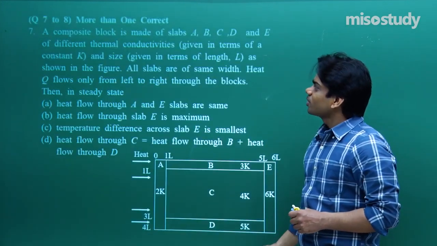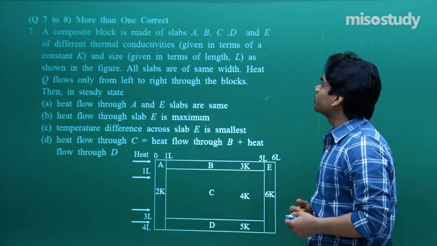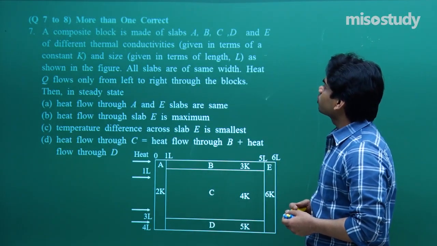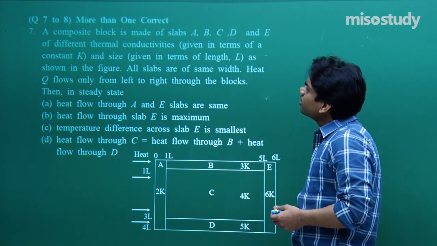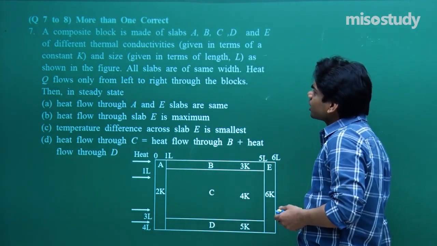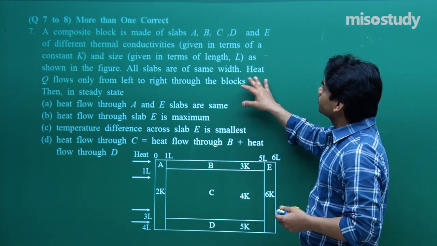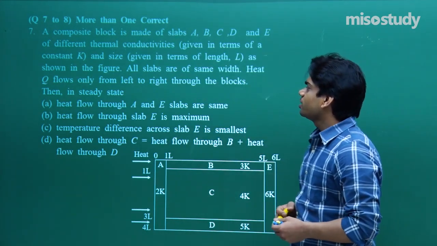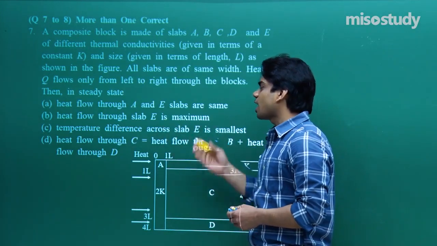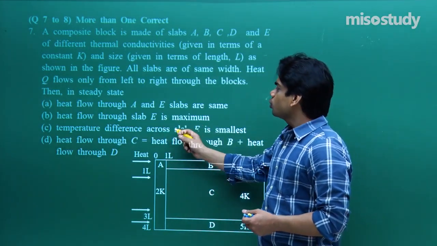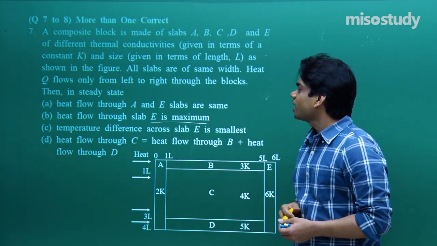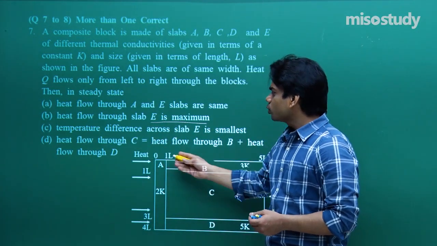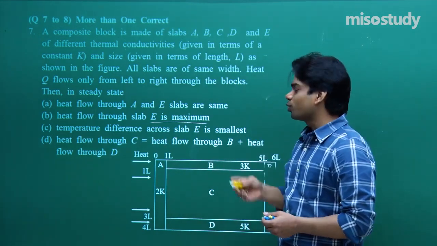Question number 7. A composite block is made of slabs A, B, C, D and E of different thermal conductivities given in terms of constant K and size given in terms of length L as shown in figure. All slabs are of same width. Heat Q flows from left to right through the blocks. Then in steady state: A, heat flow through A and E slabs are same. B, heat flow through slab E is maximum. C, temperature difference across slab E is smallest. D, heat flow through C equals heat flow through B plus heat flow through D.